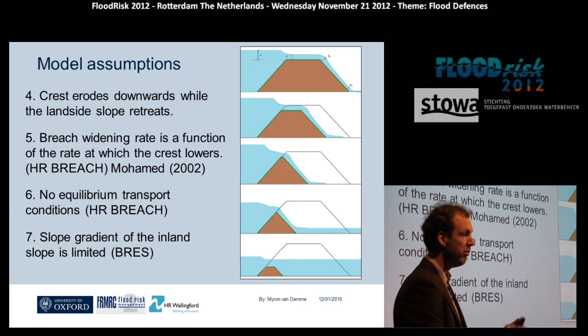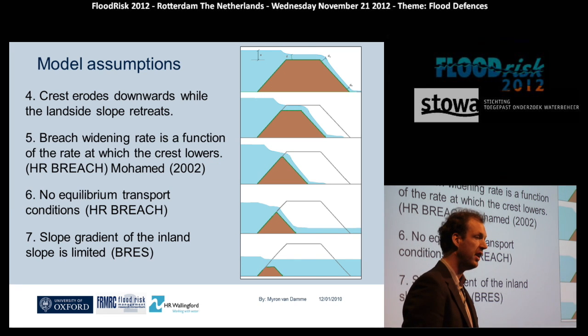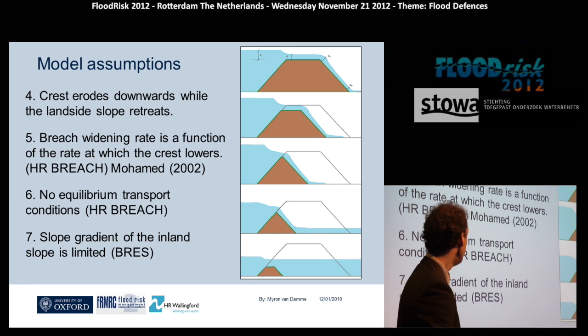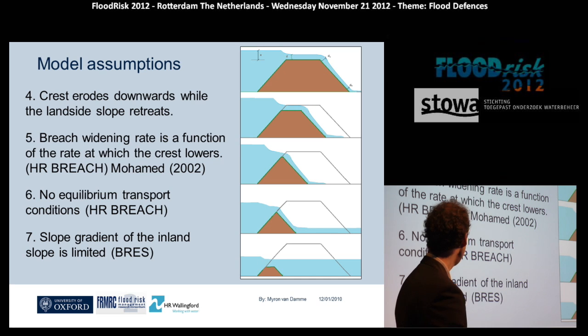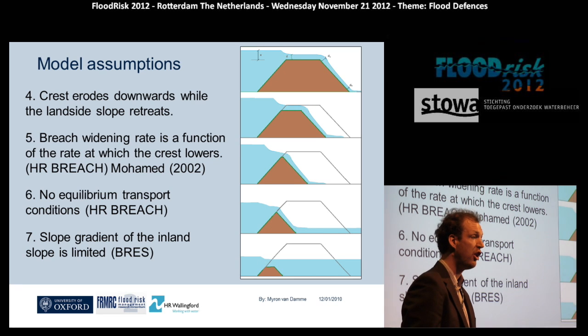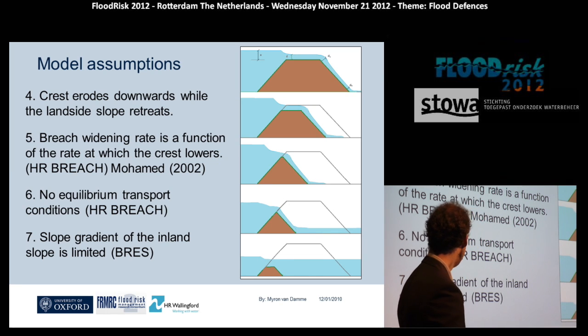The crest also will erode downwards, and the landside slope will retreat towards the waterside slope. The breach widening, or the rate at which it happens, is a function of the rate at which the crest erodes downwards. There are no equilibrium transport conditions along the landside slope. Well, the flow is continuously increasing, so this is a valid assumption, we would say. And the slope gradient of the landside slope is limited, limited to the initial slope angle of the slope itself.